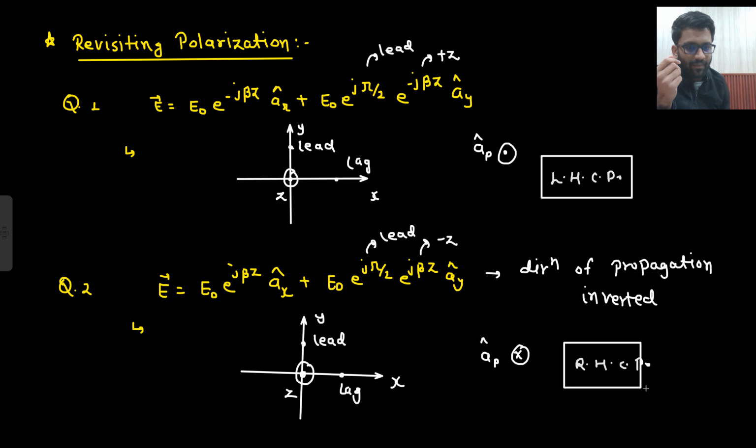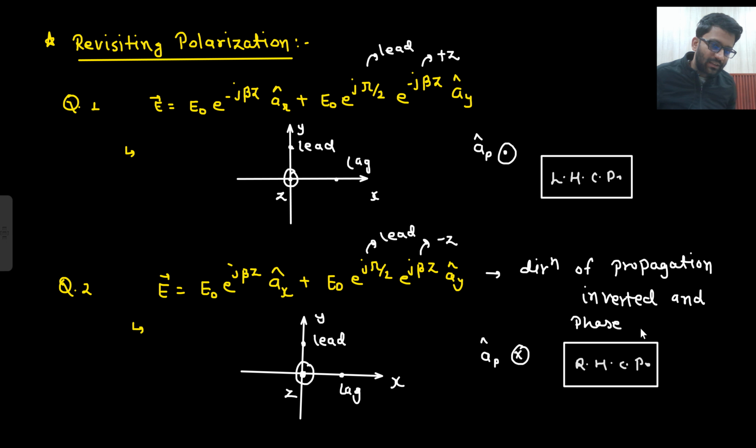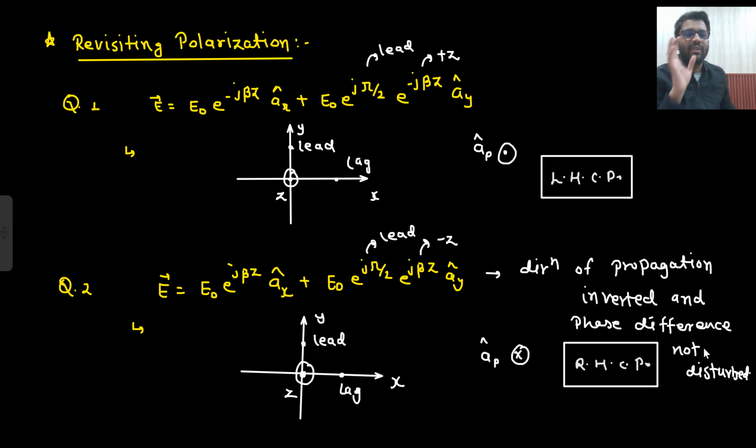A very important conclusion we made here: if I invert the direction of propagation, keeping all other things the same, and do not disturb the phase difference, then only by this one change, left hand circularly polarized became right hand circularly polarized. Are you agreeing to this point?